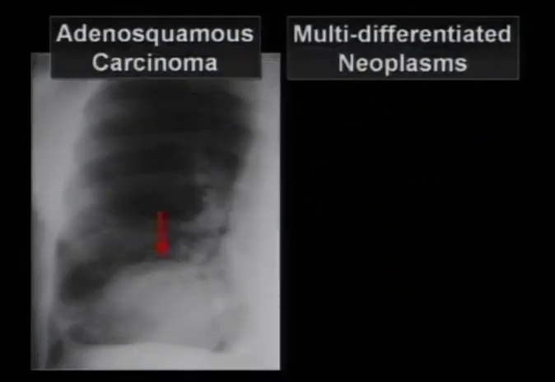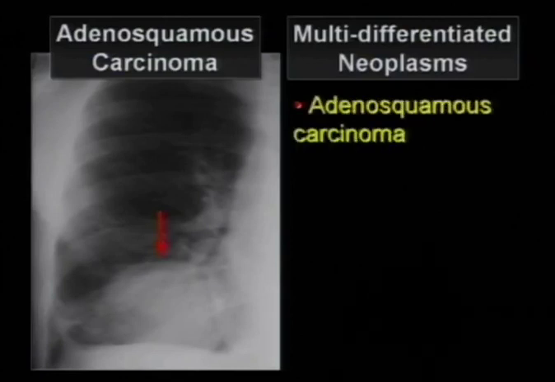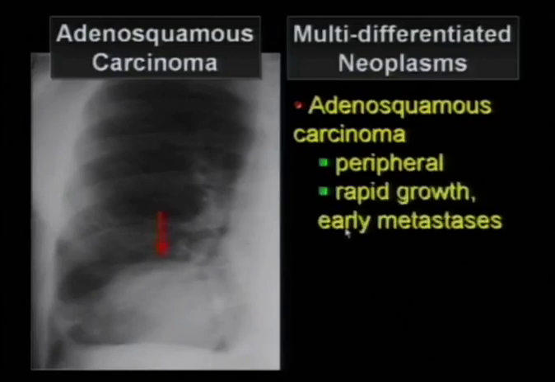Adenosquamous carcinoma is one variety of what's often referred to as multi-differentiated pulmonary neoplasms. These are primary neoplasms of lung that have mixed cellular elements in them, or they could be sarcomas or combinations of carcinoma and sarcoma. In general, they're pretty nonspecific looking. They tend to be often peripheral large masses, such as what you see here on your right. They tend to grow very rapidly and spread early. So they behave a lot like aggressive adenocarcinomas or large cell carcinomas. Tend to be associated with poor survival.